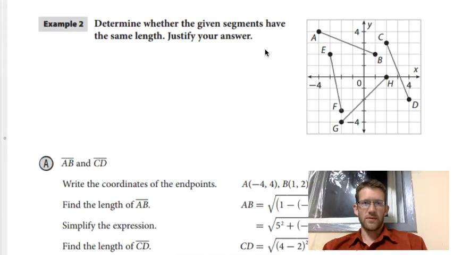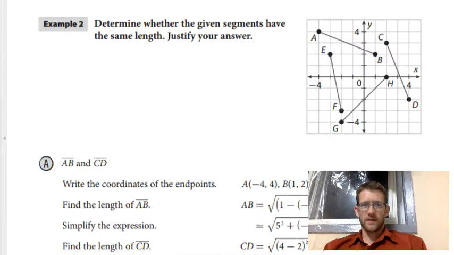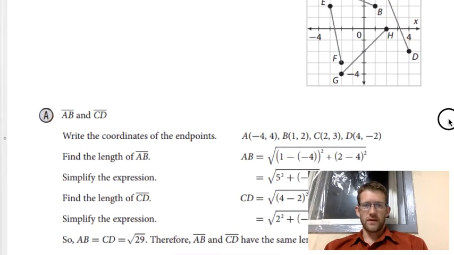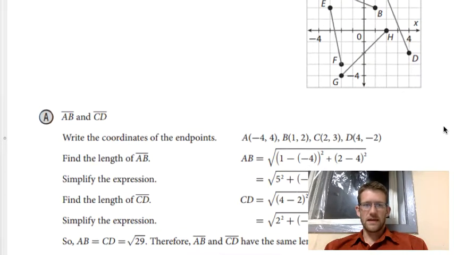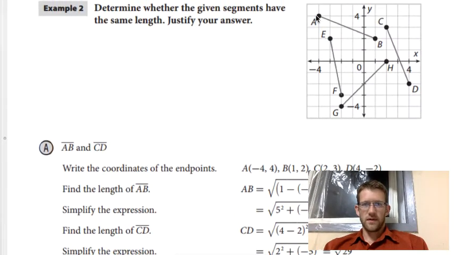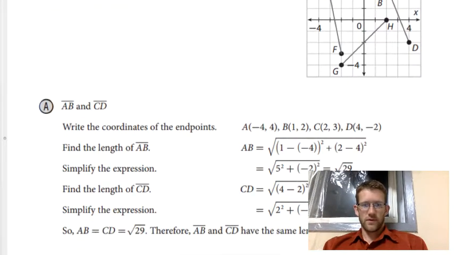So here's our first example. Determine whether or not the given segments have the same length, justify your answer. So basically we need to find the length of all of them. The first one it talks about here is AB and CD. So we go up, we find AB and CD. So we need to find the length of both. Again, the book likes the distance formula and we'll use it for everything.